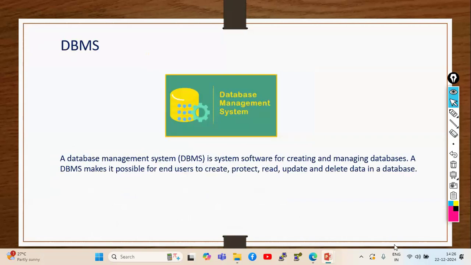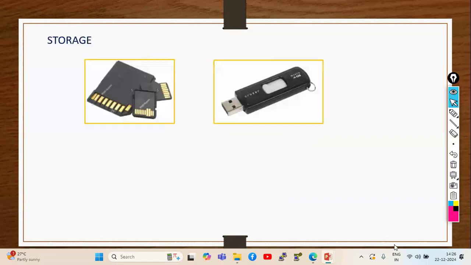Now DBMS, I think most of us know, is the database management system where our data is stored. Storage, again, storage devices store our information or data, which we can use at a later point of time.